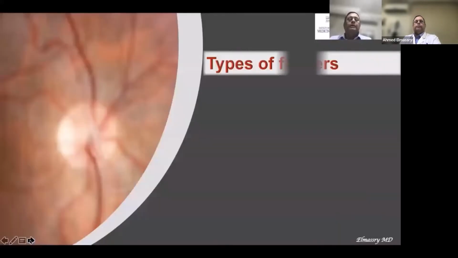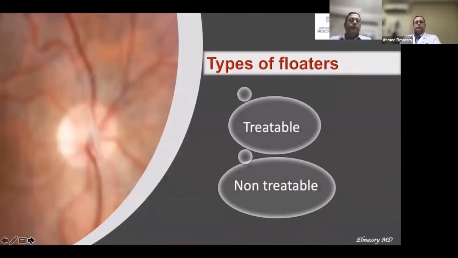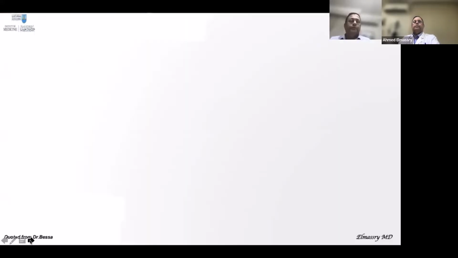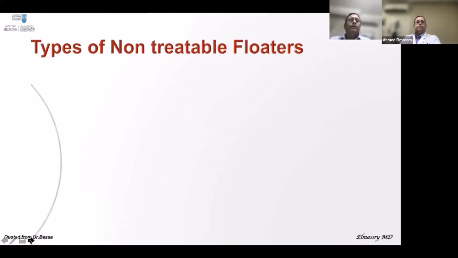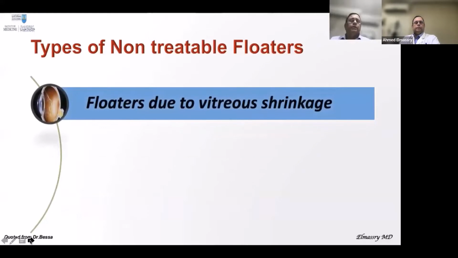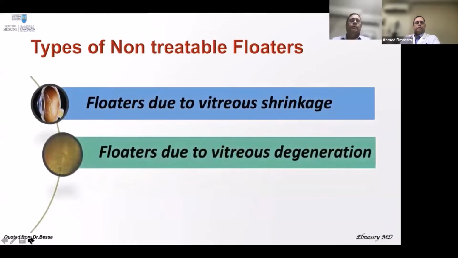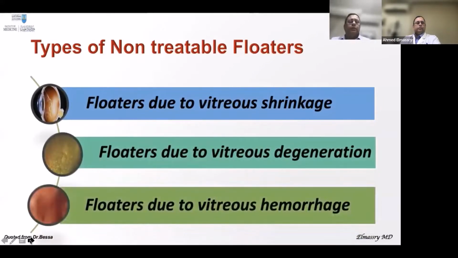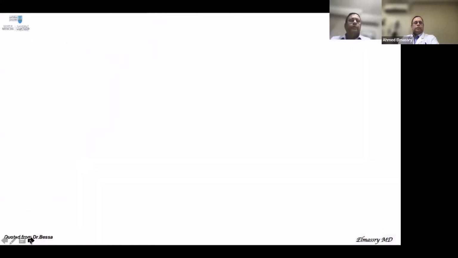Okay, so let's see what the types of these floaters are. We have two types from our point of view: floaters treatable with YAG laser vitreolysis, and non-treatable floaters with YAG laser vitreolysis, which have other ways of treatment. So let's see the types of non-treatable floaters. These floaters are due to vitreous shrinkage, or due to vitreous degeneration, or even due to vitreous hemorrhage.